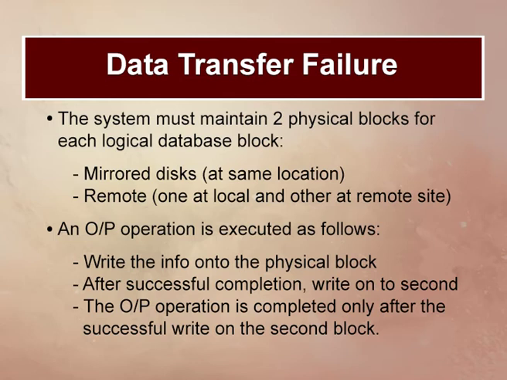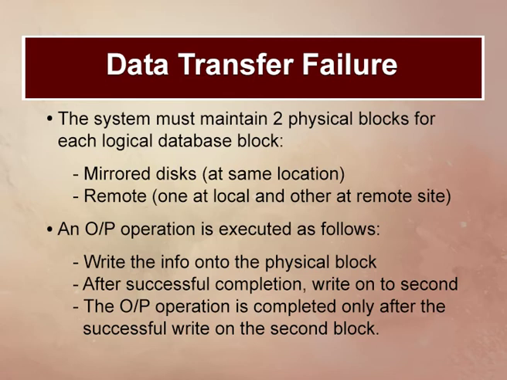First of all, whenever we have a transaction, it happens in three steps: write the information onto the first physical block, and after successful completion, write onto the second one. So, the first physical block will be written. Whenever it is successfully completed, then the second block starts, since we are talking about two physical blocks. The output operation is completed only after the successful write on the second block.